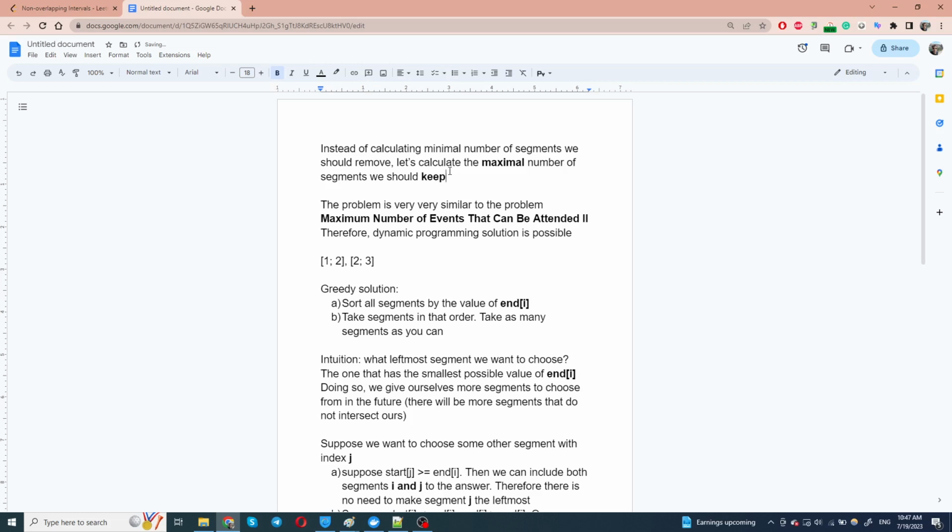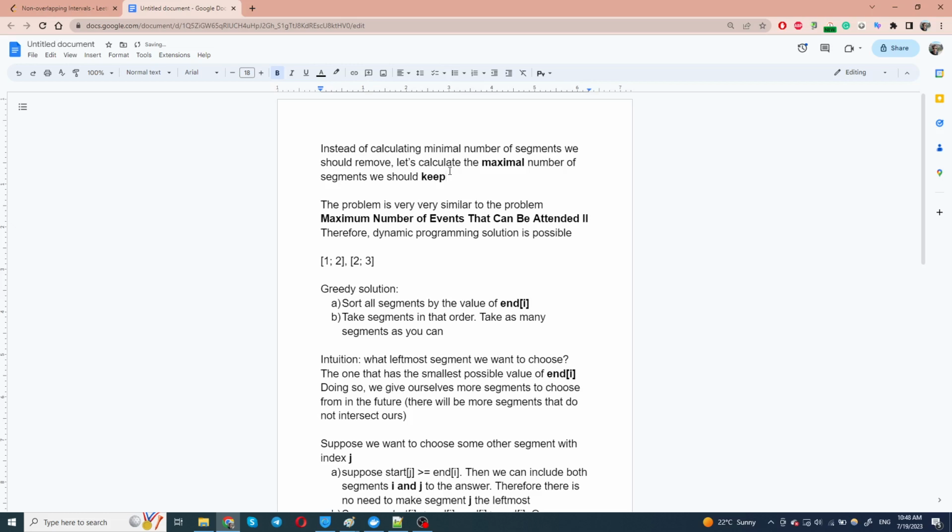So far, so good. Okay, there are several ways to solve this problem. The first one is dynamic programming. And the attentive viewer will notice that this problem is very, very similar to the problem maximum number of events that can be attended to, which was a daily LeetCode challenge just 4 days ago. And go check out my video about this problem. And therefore, dynamic programming solution is definitely possible here.